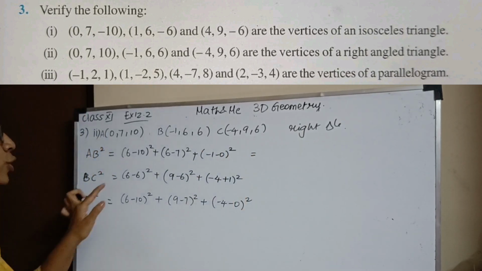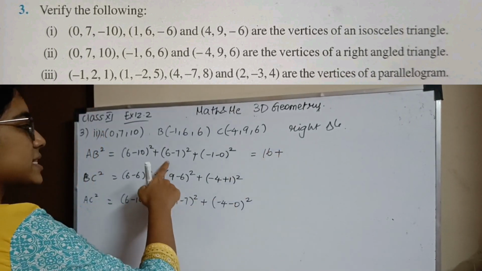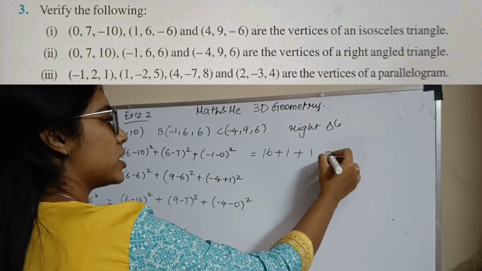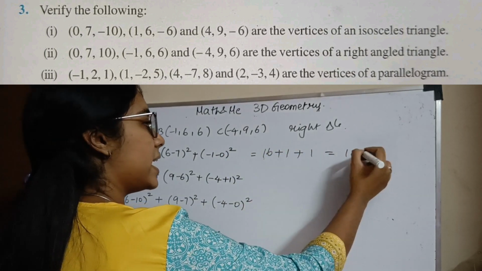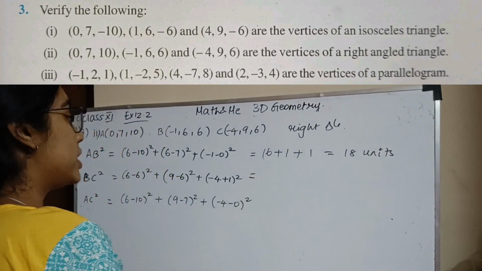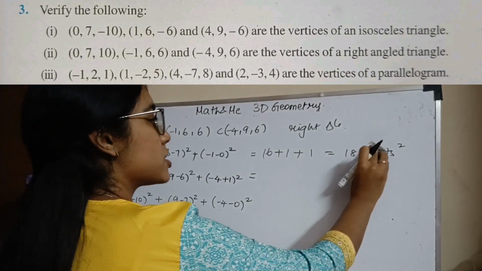So what do we get on calculating this? 6 minus 10 is minus 4, square is 16, plus 6 minus 7 is 1, square is 1, minus 1 whole square is 1. So this will be 16, 17, 18 units. Okay. This will be unit square. Okay. We have squared on both sides. So this will be square units.